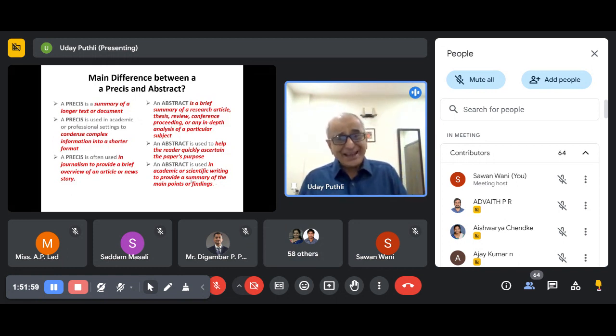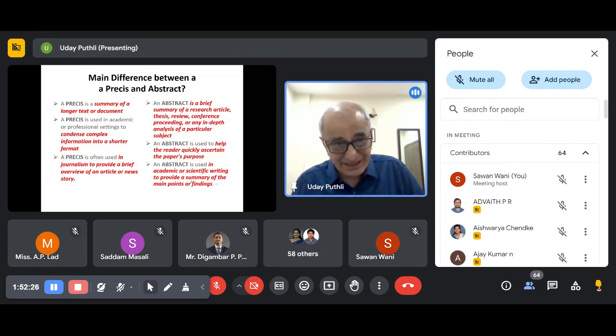So a précis can be, or even an abstract, in your case it's an abstract, it's a technical term. A précis or an abstract of somebody else's work can also be one of the ways in which you will note down what you have read, and having noted that down, it becomes something that is there for easy and quick reference. Now, what is the difference?